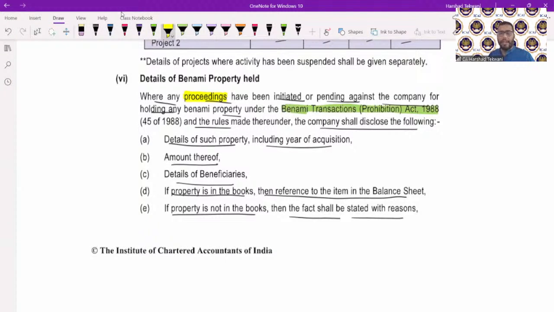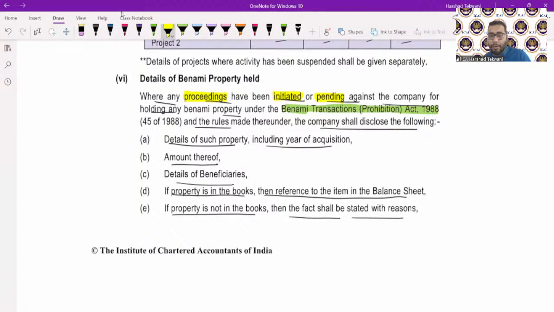Why am I emphasizing proceedings which are initiated or pending? The reason is that it is not necessary the company is found guilty or held guilty under this particular act, or held guilty for the contravention or non-compliance with the provisions of this act. I'm talking about proceedings, the outcome of which still is not certain. The company can be held guilty, may not be held guilty. So I'm talking about only proceedings where the outcome is not finalized yet.